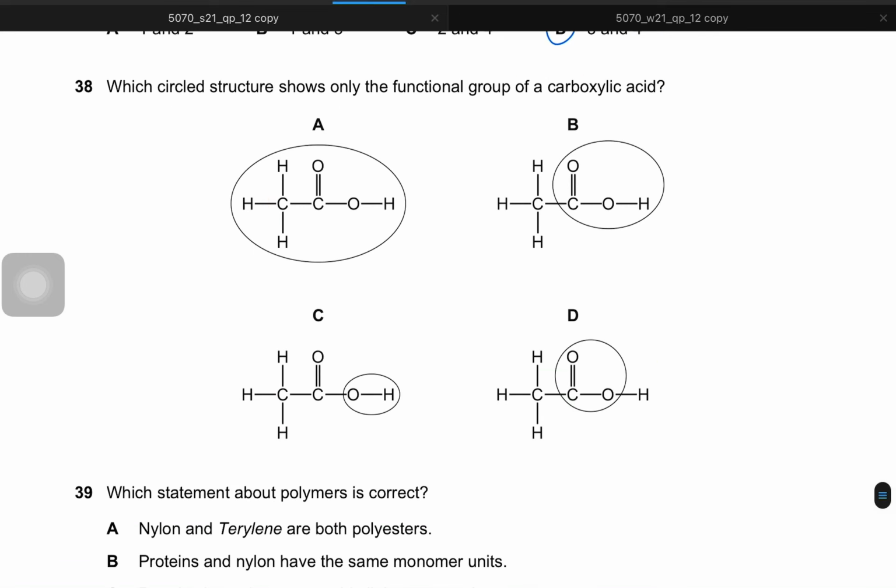Which circled structure shows only the functional group of a carboxylic acid? Now this is carboxylic acid. This is, and this is carboxylic acid. So the answer has to be B for Barrows, because this is the only option where you get to see the entire carboxylic acid, I mean.